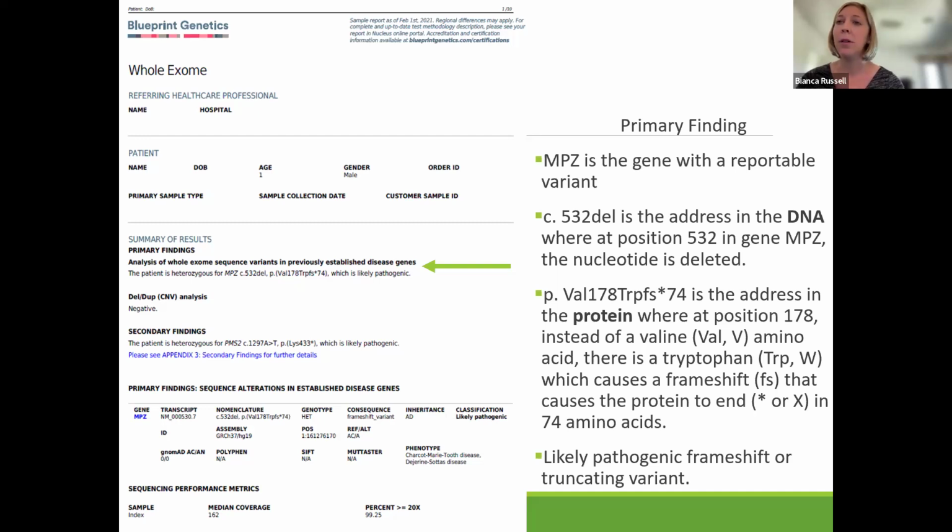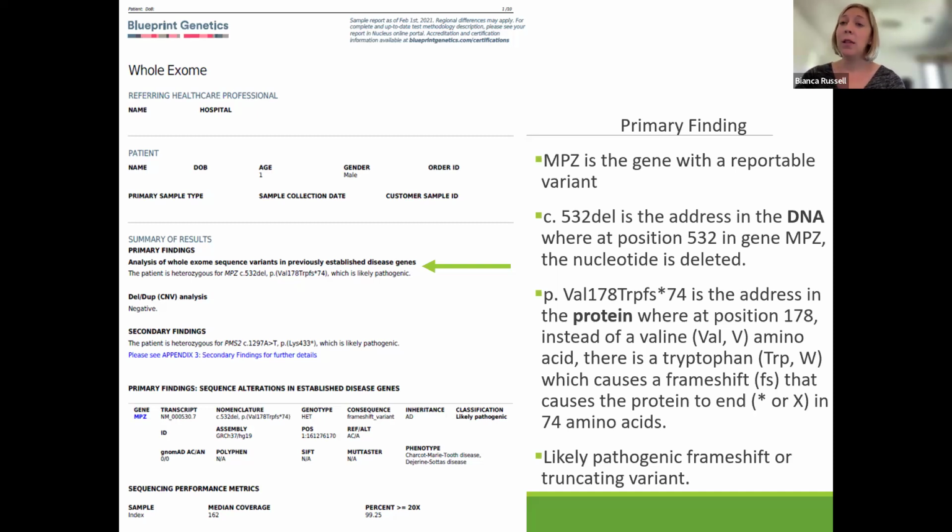Right next to the green arrow there, you can see the summary of the primary finding in this individual. In this case, the gene that they found a genetic change in is MPZ. What you can see there is the address of where that genetic change happened. The c. stands for coding DNA, and c.532del is the address in the DNA. So at position 532 in the MPZ gene, there is a deletion. The nucleotide there is deleted in the DNA.